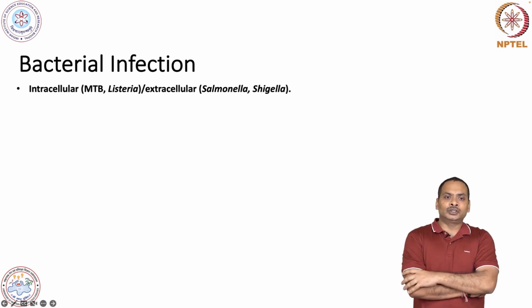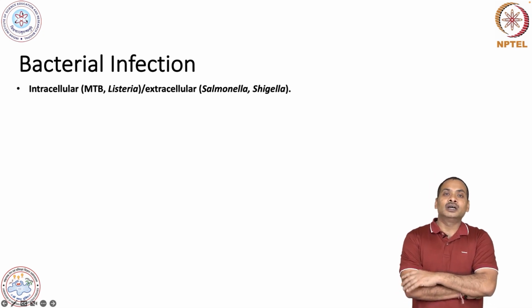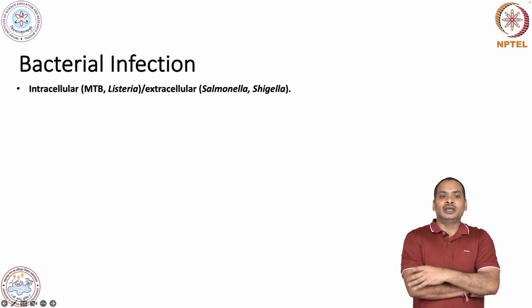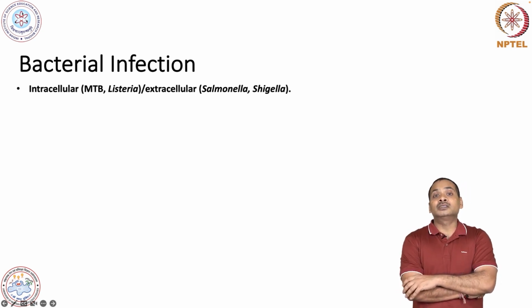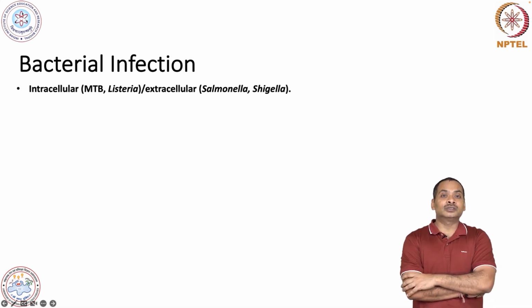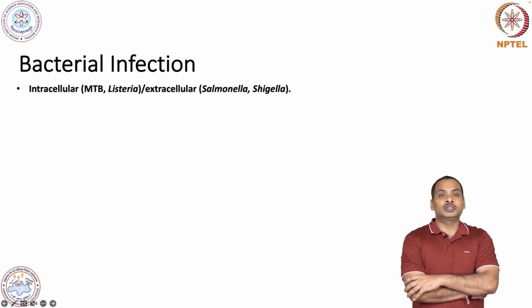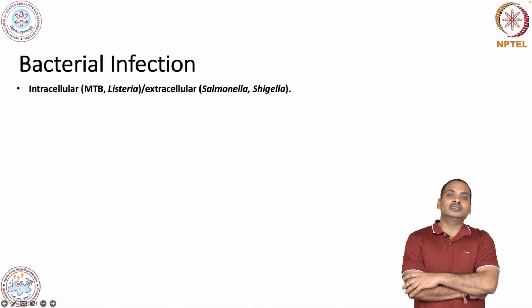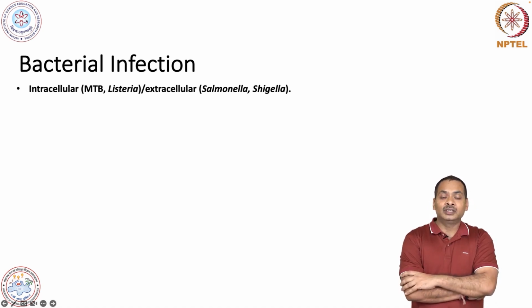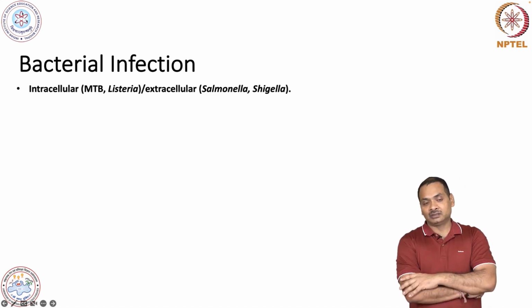Another infection could be extracellular. It means the infectious bacteria is outside the cell. The example is Salmonella infection. Probably you may be aware that there is a disease known as typhoid, which is caused by one species of Salmonella, which we call Salmonella typhi. There is another infection like Shigella. So, these are the extracellular bacterial infections.